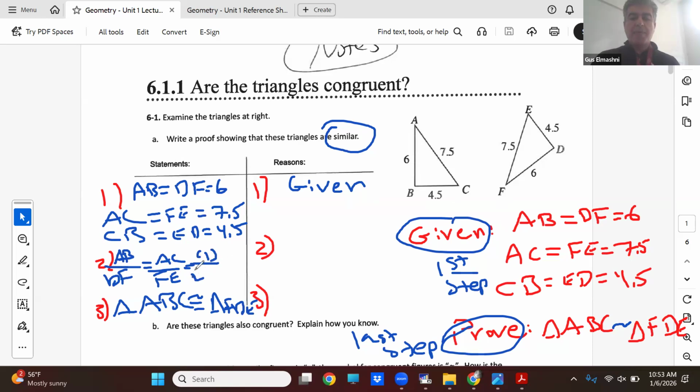And what did I do to make that happen? I divided, right? So there's a property called this property. Correct. Wow. How do you know that? That's actually impressive.